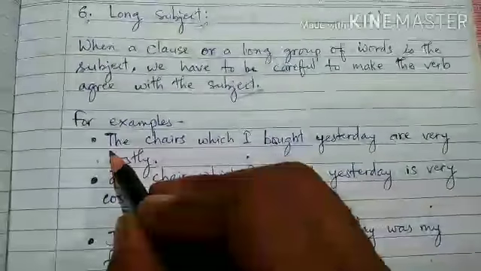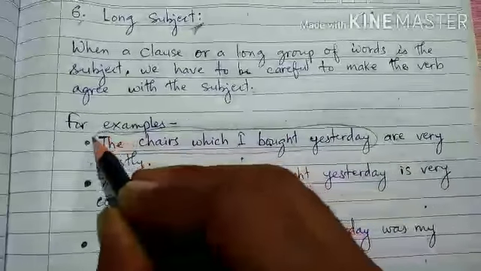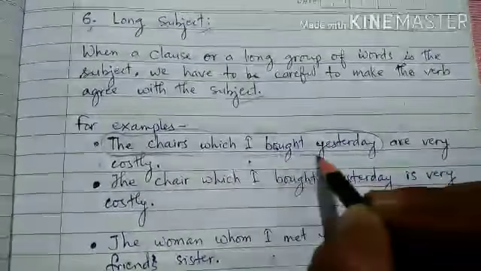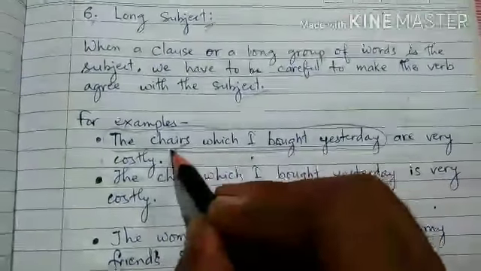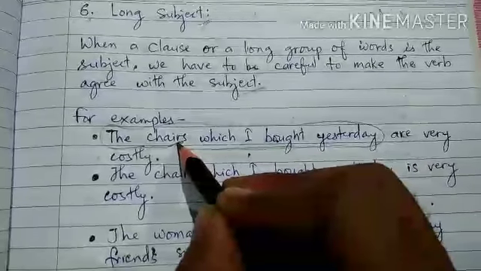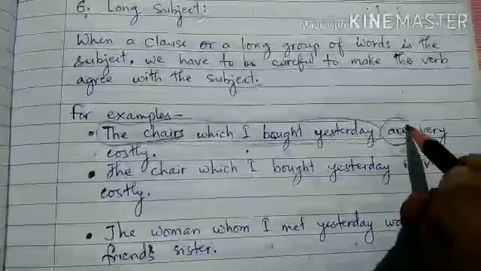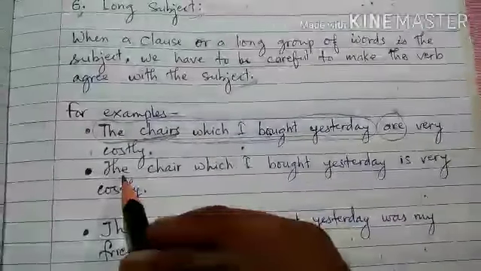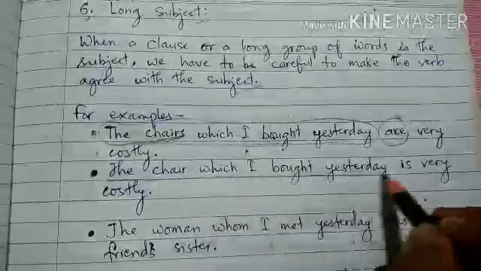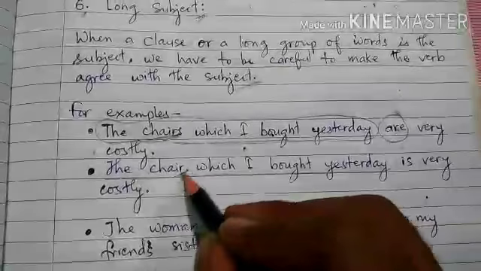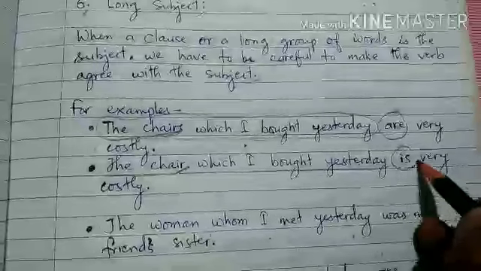Like, the chairs which I bought yesterday are very costly. So here, the chairs which I bought yesterday, this long group of words is the subject. Okay, but here the actual subject is the chairs. Chairs is plural, so we have to use a plural verb. But see, the same sentence I have written in another way. The chair which I bought yesterday. So here the same very long subject, but what is the main subject here? The chair. We are talking about the chair. So the chair is singular here, so the verb is also singular.